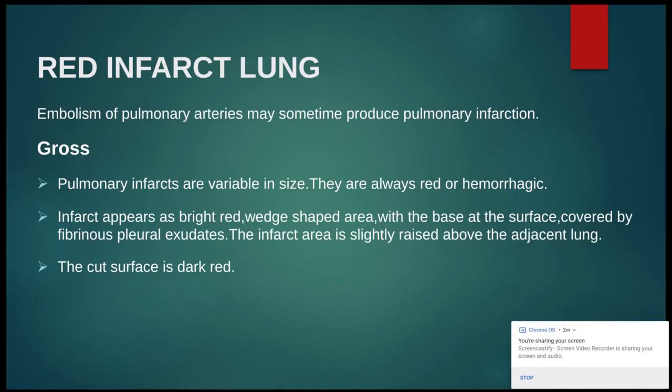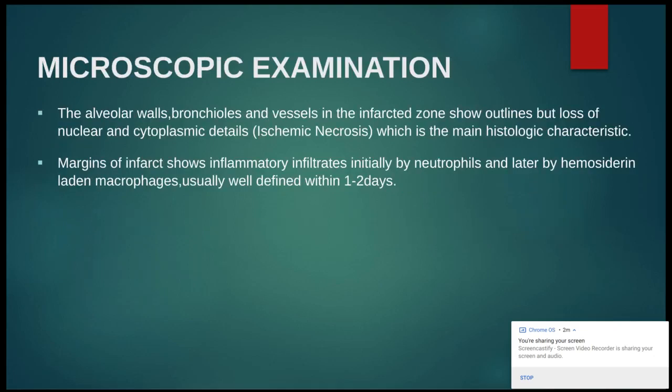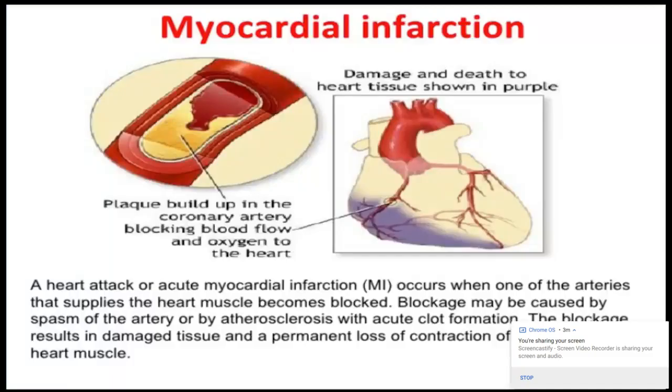On microscopic examination, the alveolar wall, bronchioles, and the vessels show outline but loss of nuclear and cytoplasmic detail, which is the main histological characteristic, that is ischemic necrosis. And there is infiltration by neutrophils and macrophages.